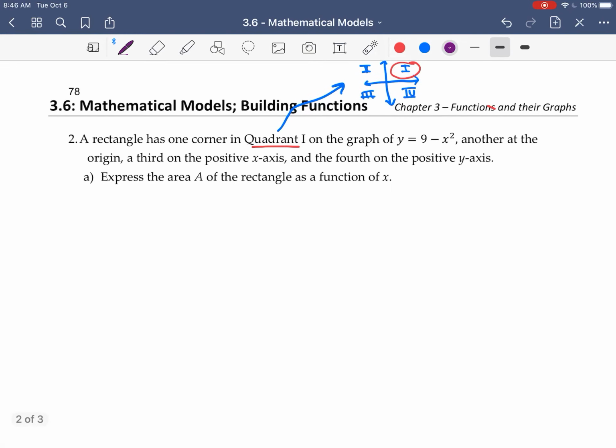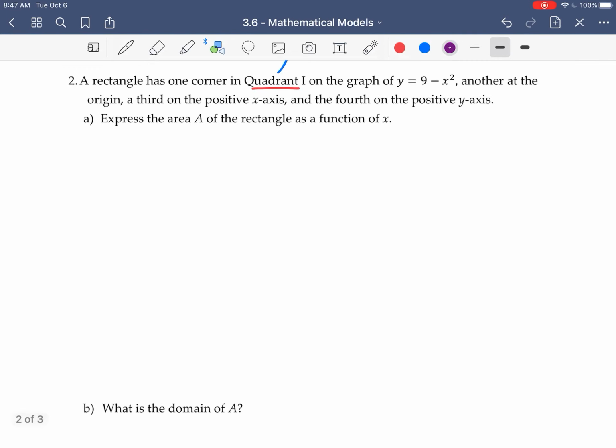A rectangle has one corner in quadrant 1 on the graph of 9 minus x squared, another at the origin, a third on the positive x-axis, and a fourth on the positive y-axis. We want the area of the rectangle as a function of x. Again, a picture here might be nice, so let's draw that. We're only in quadrant 1, so we can draw this kind of low. There's x and y.